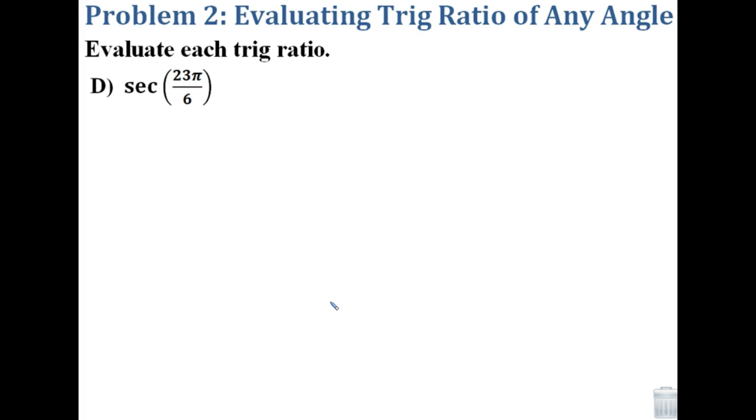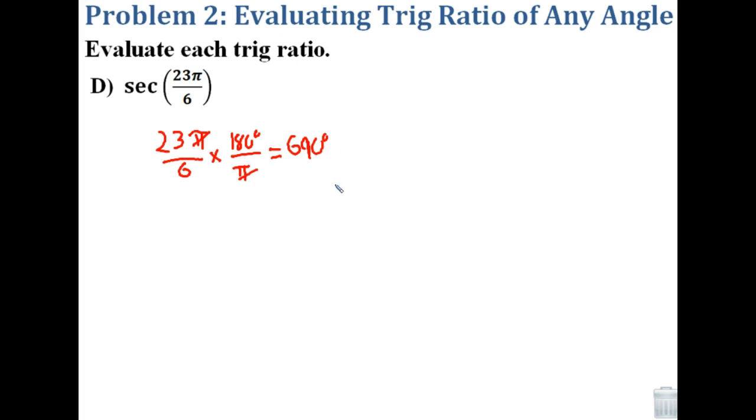Last question, we'll do the same thing just with a little bit messier of an angle. 23 pi over 6. First thing you're going to want to do is convert that to degrees. So 23 pi over 6 times 180 degrees over pi. The pi's cancel. 23 times 180 divided by 6. That's going to give us 690 degrees.